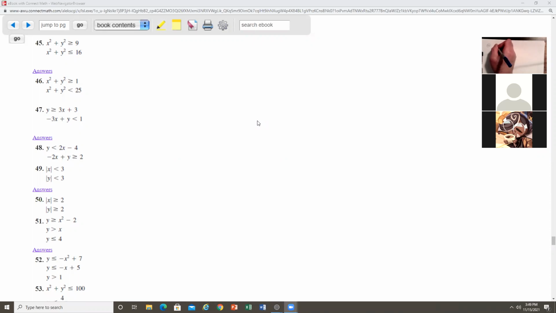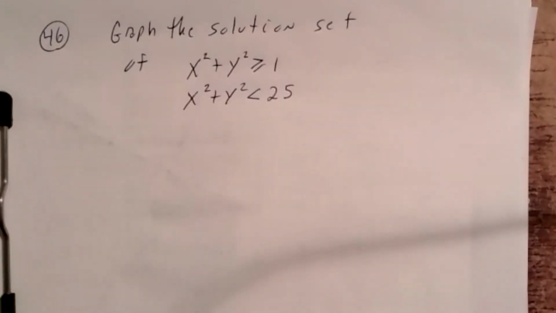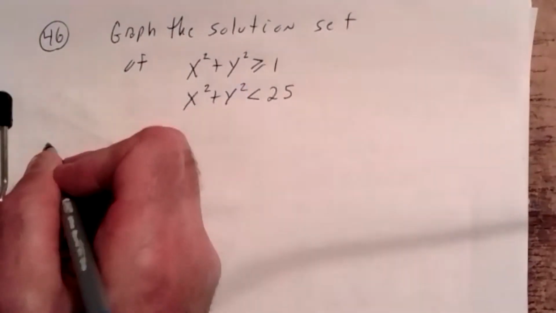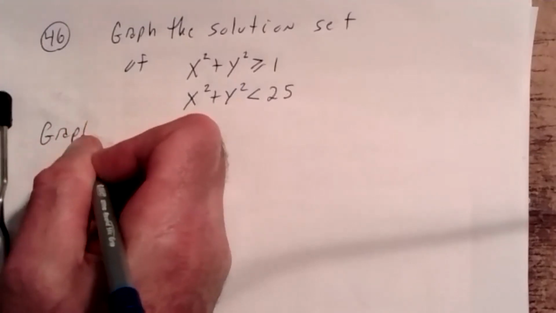They want us to graph the solution set of this system of two nonlinear inequalities and two unknowns. x squared plus y squared is greater than or equal to 1, and the other inequality is x squared plus y squared is less than 25. How are we going to do this problem? Well, first thing we need to do is graph the equations. We have to know where the boundaries are.